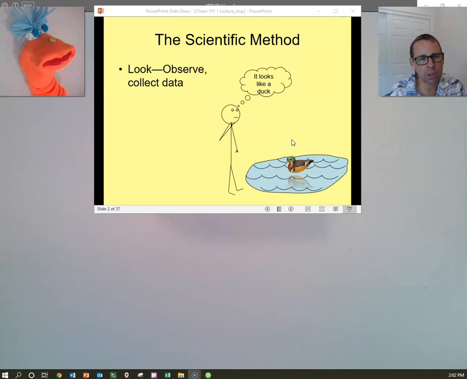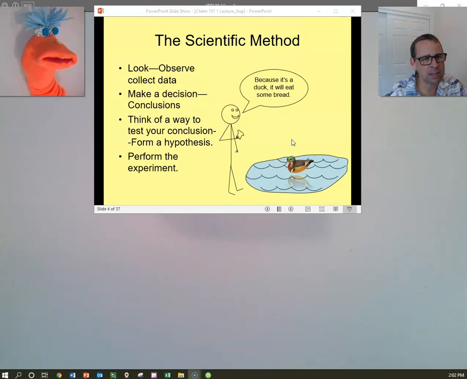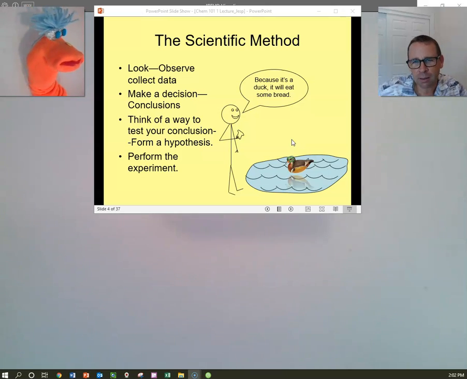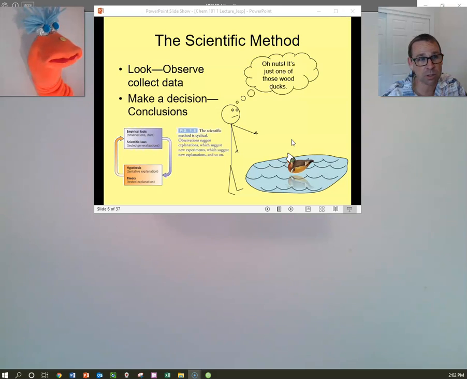So in this example, the person is making a conclusion about the duck and makes a decision that if that duck is a real duck, it will eat bread. And so it feeds some bread to the duck, and then the duck doesn't eat the bread. The duck doesn't eat the bread, and so they have to make a different conclusion based on their new observations. Okay. And it's cyclic in this nature.